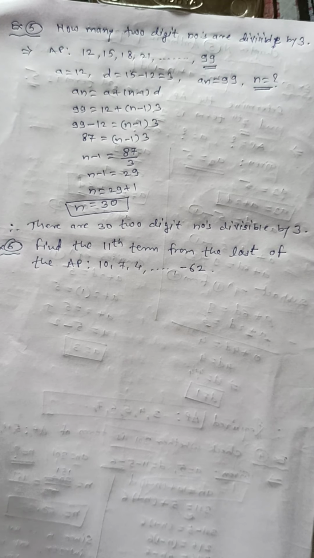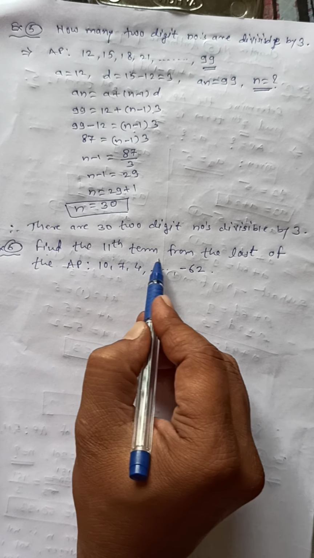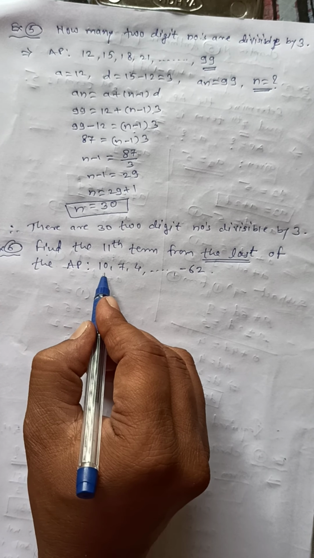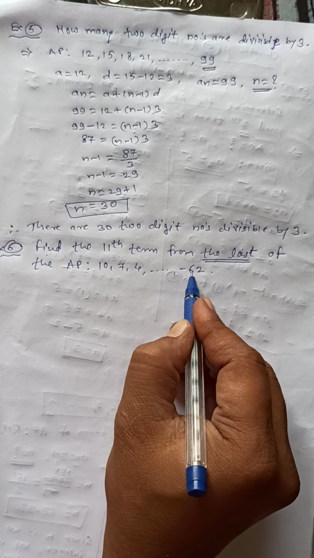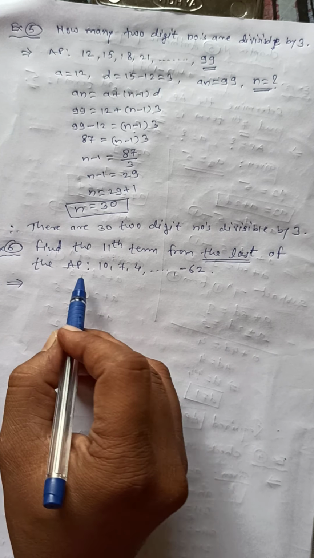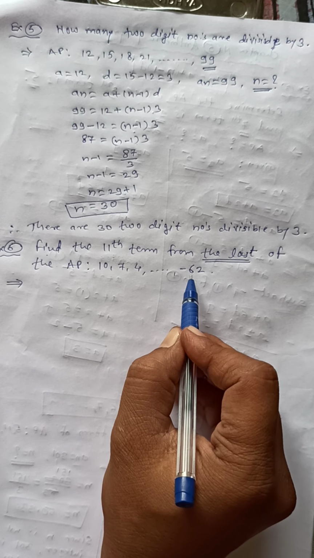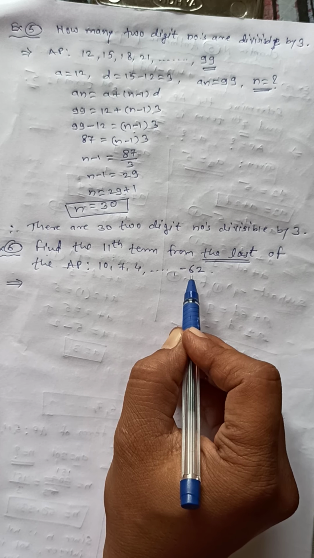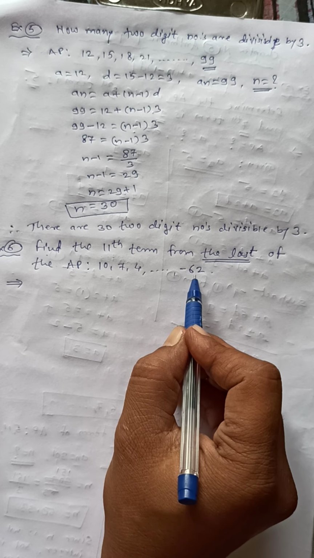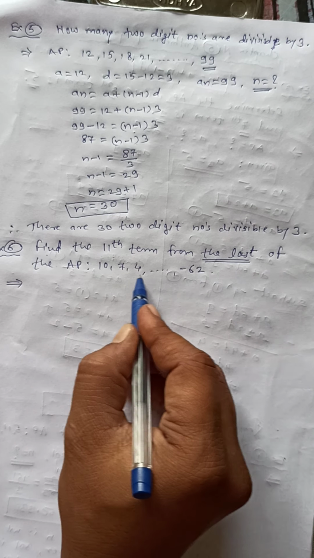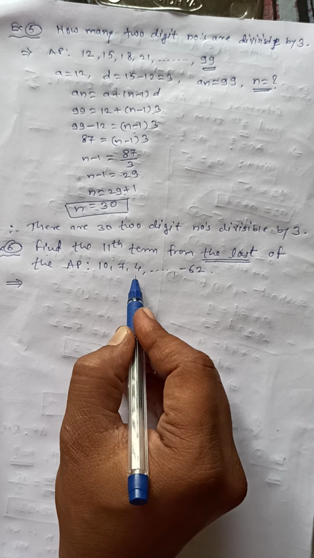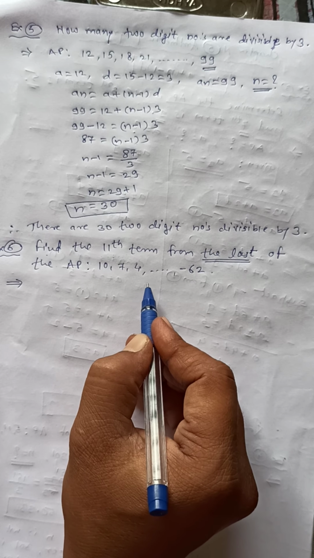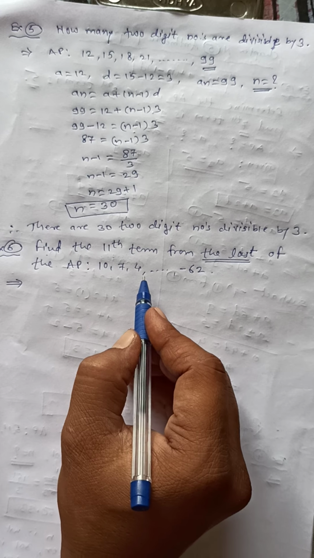Next example, example number 6. Find the 11th term from the last. This word is important. Of the AP 10, 7, 4, up to minus 62. If we consider the AP from left to right, finding the 11th term is easy: a11 is equal to a plus 10d. But we have to find the 11th term from the last, and we don't know which term from the beginning that is.